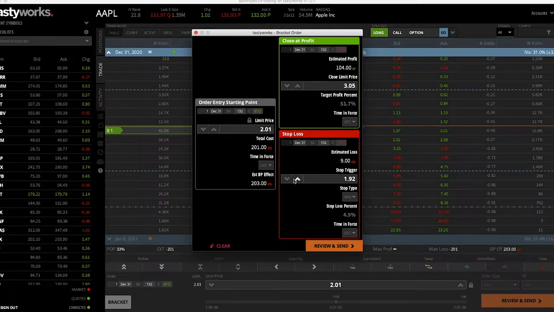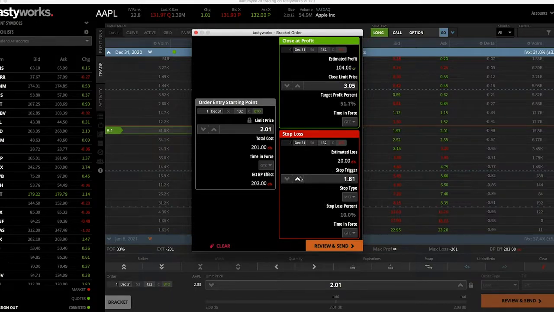There's 5%. So let's go to 10%. So you do need to mess around with this. So 1.81 is the contract price trigger. That's your stop trigger. So as soon as the contract price goes to 181, the trade will automatically exit for you using this particular strategy.